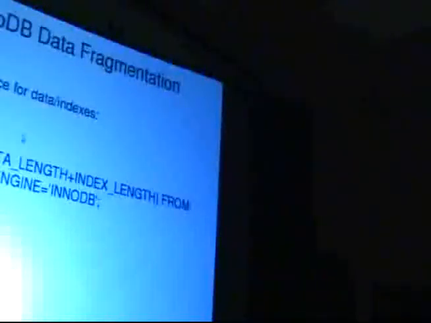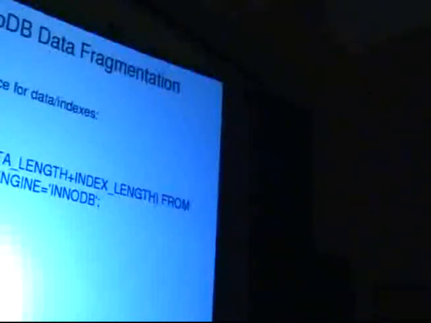So if you have a shared table space, you're not using InnoDB file per table, you can select the sum of the data length plus the index length for all the InnoDB tables, and then look at your IB data file. Now, again, the information is approximate. You may find that the information schema is actually greater than the size on the file, which is obviously impossible.